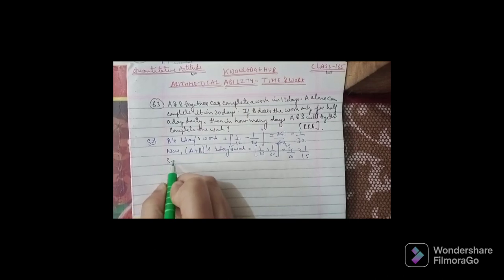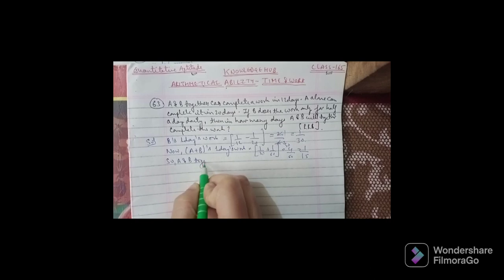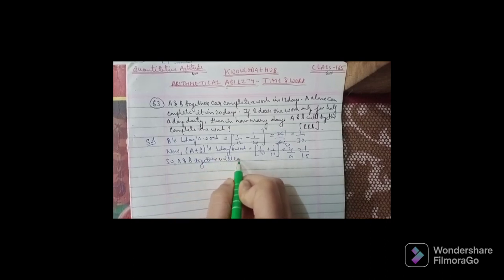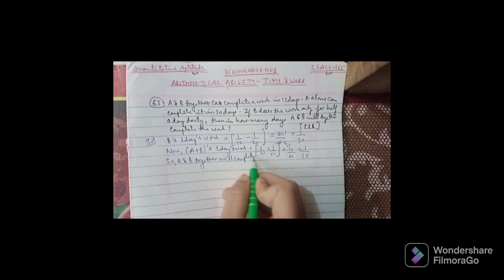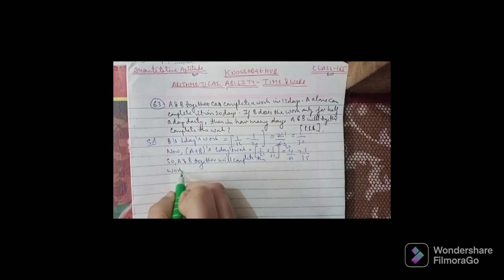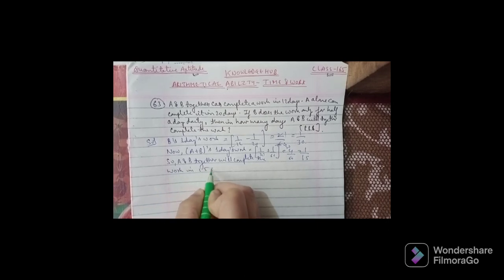So B works for half a day only. So A and B together will complete the work in 15 days.